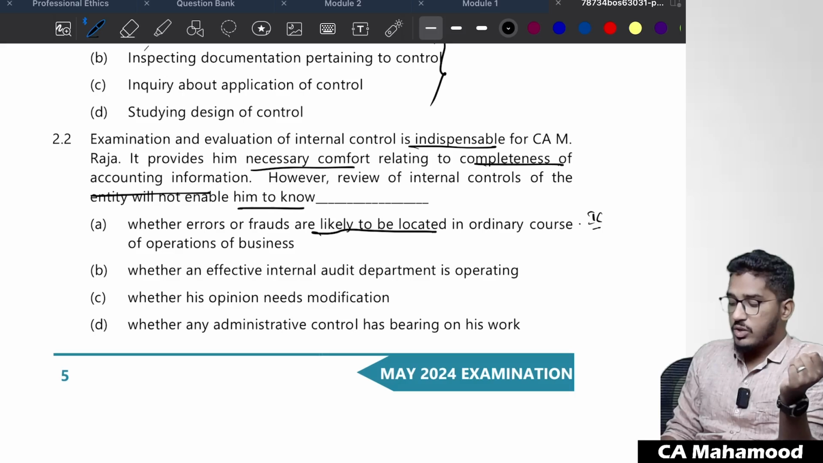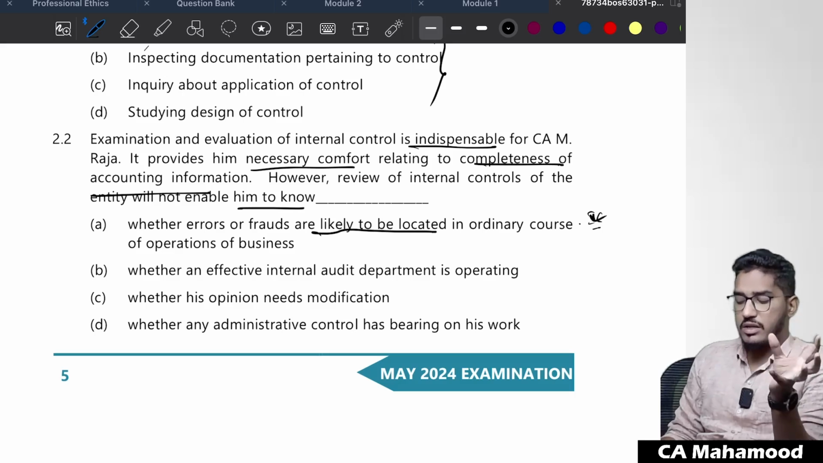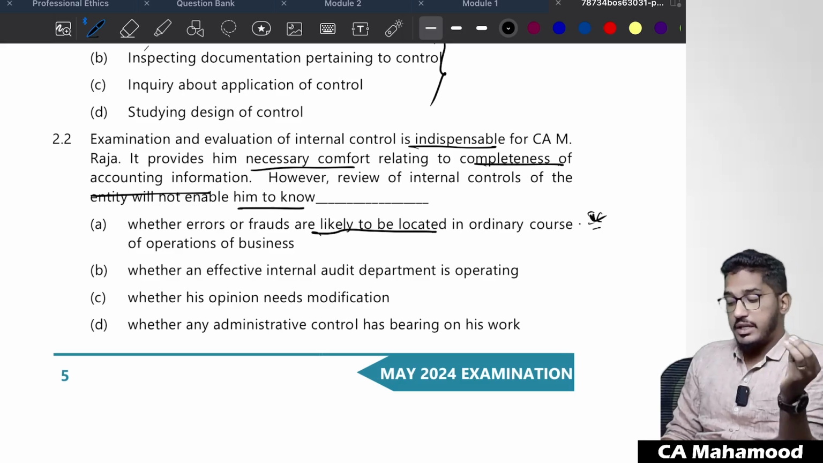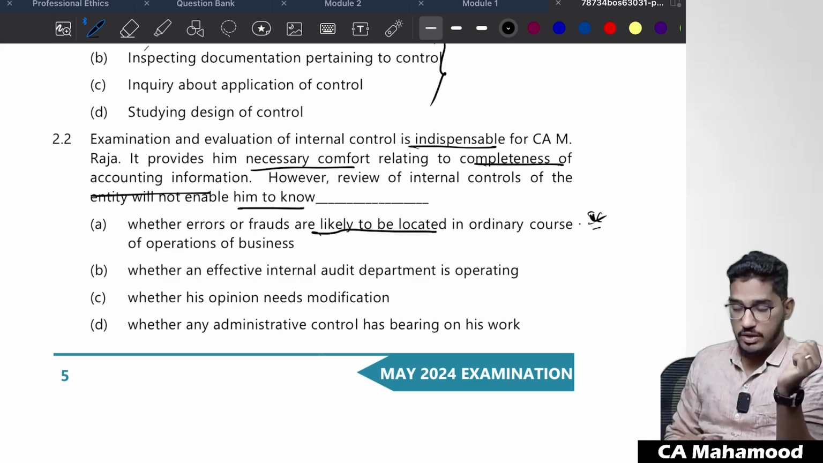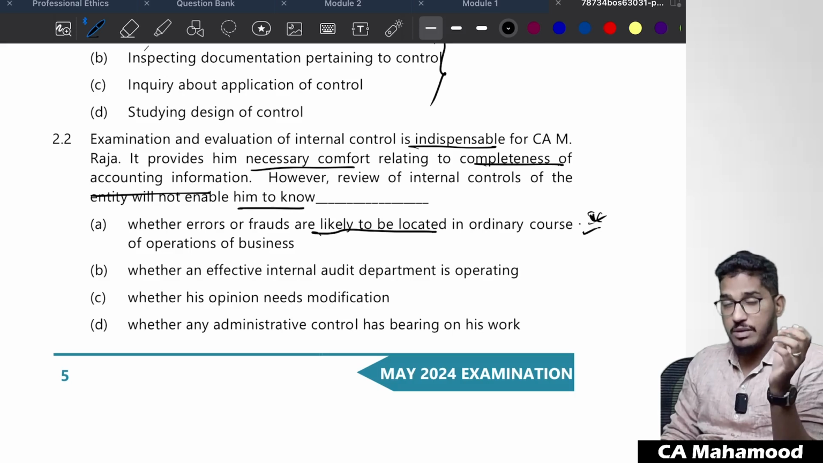So if you study internal control system, you will come to know, yes, errors and frauds are likely to be identified in the course of business of the operations. That you will get to know. Yes, but they're asking you what you will not be able to find out. But the first one, you will be able to find out. We'll come to know whether errors and frauds are getting located or not.